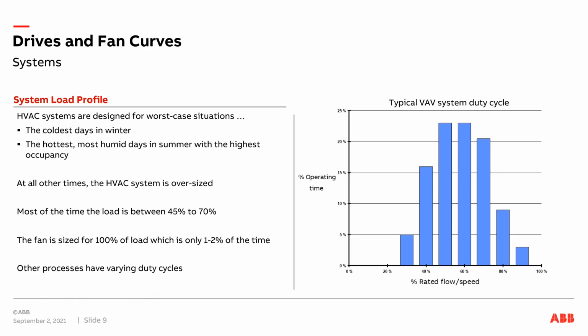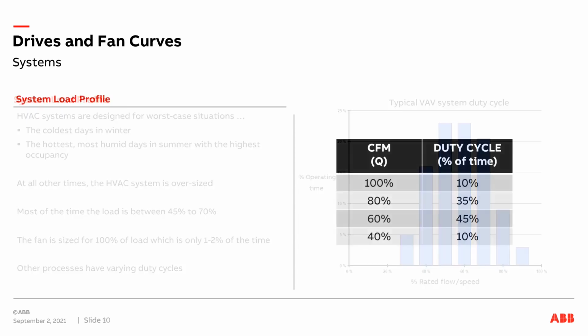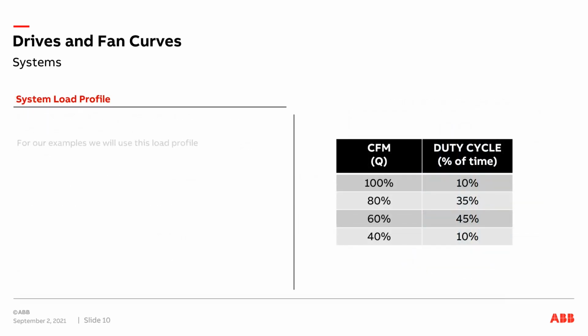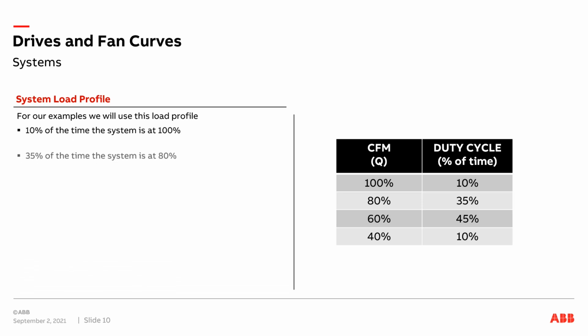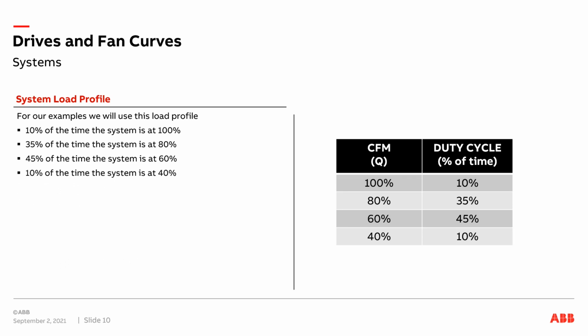Other processes have varying duty cycles. So the system load profile we're going to look at for our example, shown here: 10% of the time the system is running on 100%. 35% of the time the system's at 80%. 45% of the time the system's at 60%. And 10% of the time the system's at 40%. We're going to use this as a load profile for our calculations for our future examples.